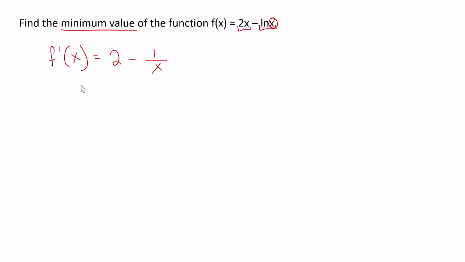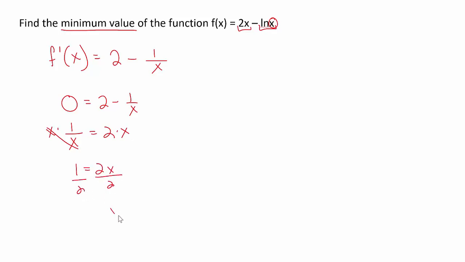And then if you recall from last year, to find a minimum value, we set the derivative equal to 0, and we solve for x. In this case, I'm going to move my 1 over x over here. I'm going to multiply both sides by x. I'm going to get 1 equals 2x, and then I'm going to divide by 2. So in this case, I only got one x value. So if everything was done right, that should definitely be the location of my minimum.